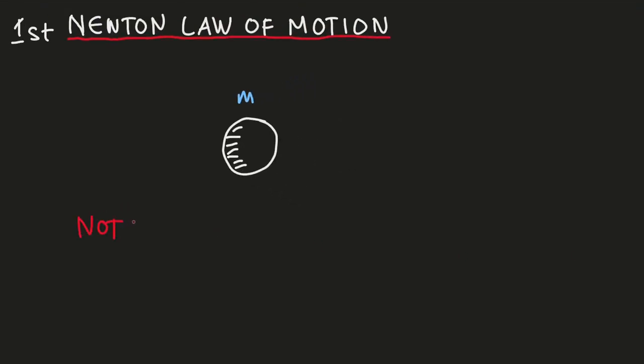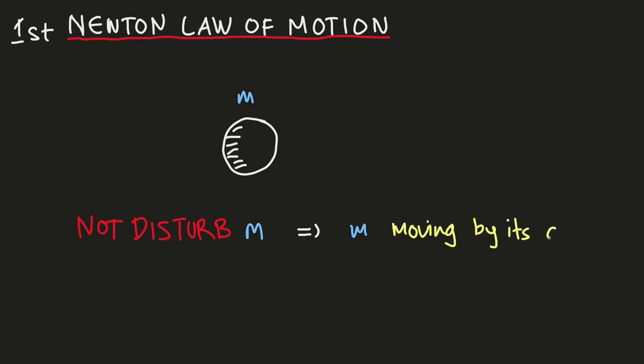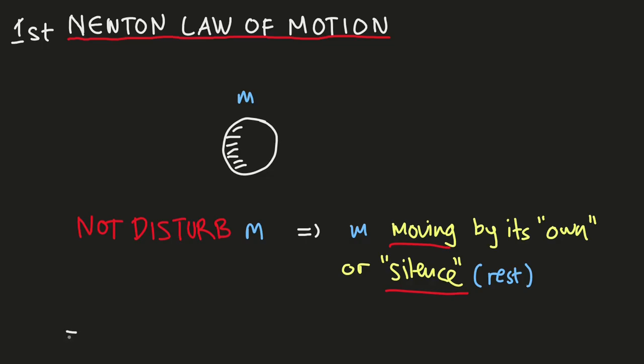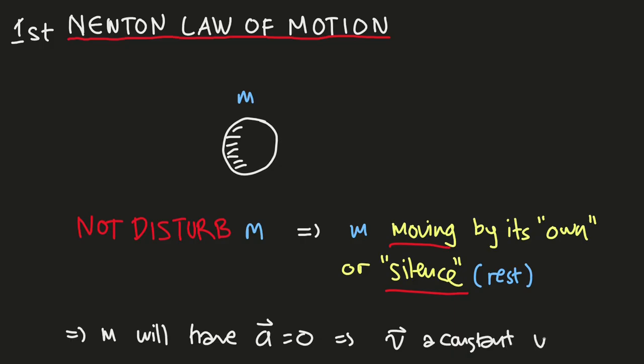Next, we know that if we're not disturbing M, M will remain moving on its own or stay still, or as we know it, a rest object not moving anywhere. So that means M will have acceleration a vector equal to the 0 vector. The consequence is that the v vector, or velocity vector, is a constant vector, constant in direction. Direction is independent of time, and its magnitude is independent too.